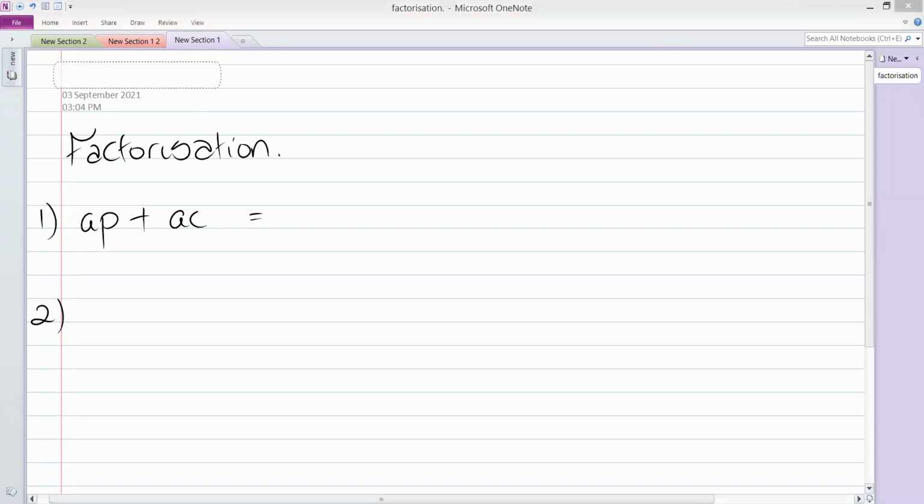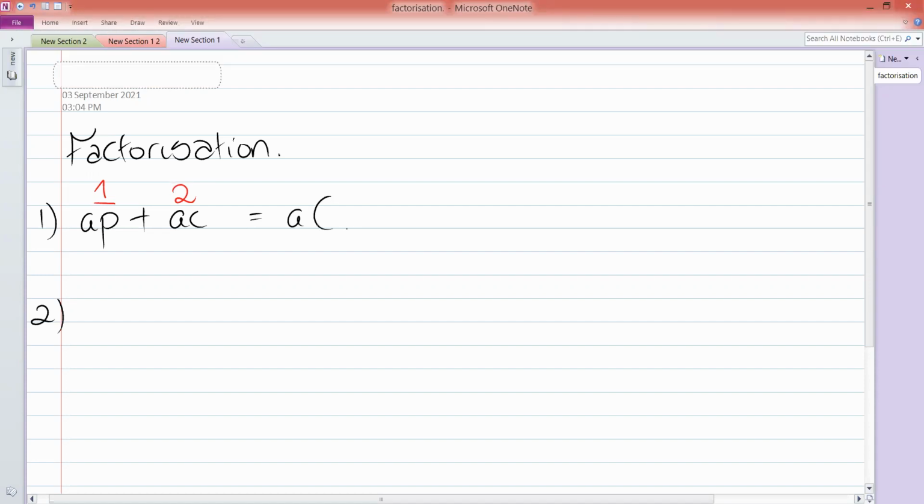Right, let's look at the first question. So what is common in the first term that's also present in the second term? When I'm talking about terms, this is your first term, that's your second term. So what's common in both of those terms that I can factor out? A. Perfect. A. So if I factor out A, I'm going to be left with P plus C. There we go. We factorized it completely.